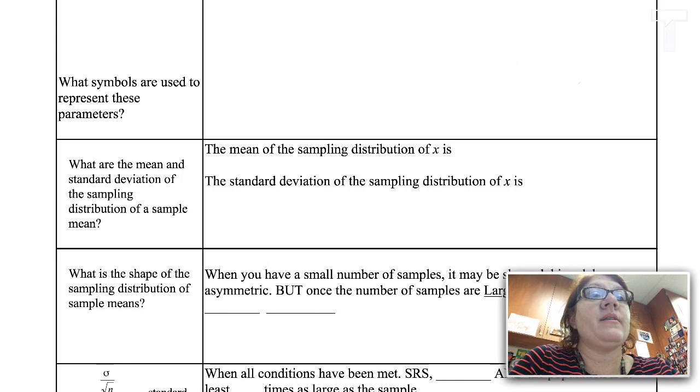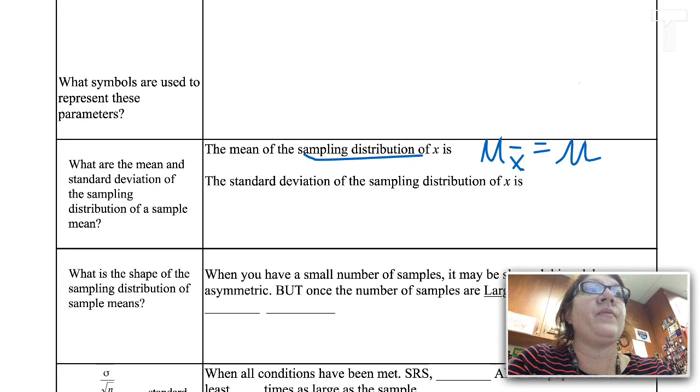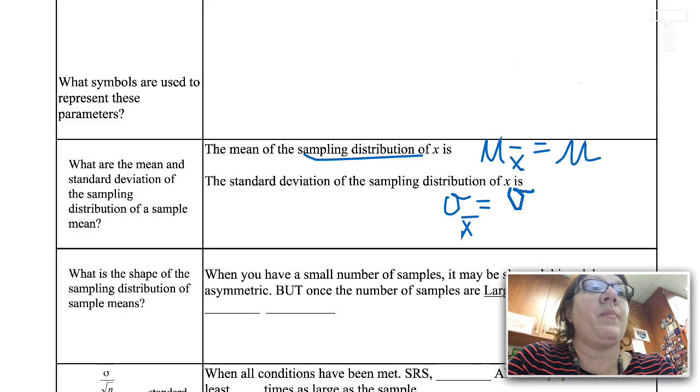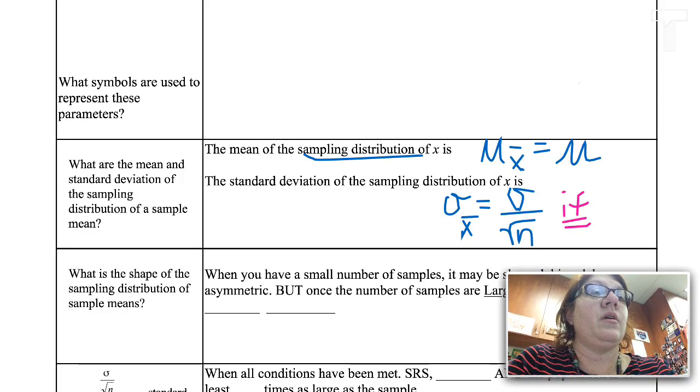Versus the mean of the sampling distribution, we call that mu of x bar, but that we know is equal to mu, because x bar is going to be an unbiased estimator. And the standard deviation for x bar is the population standard deviation over the square root of n. And again, that's only if, big if, the population is greater than or equal to 10n.